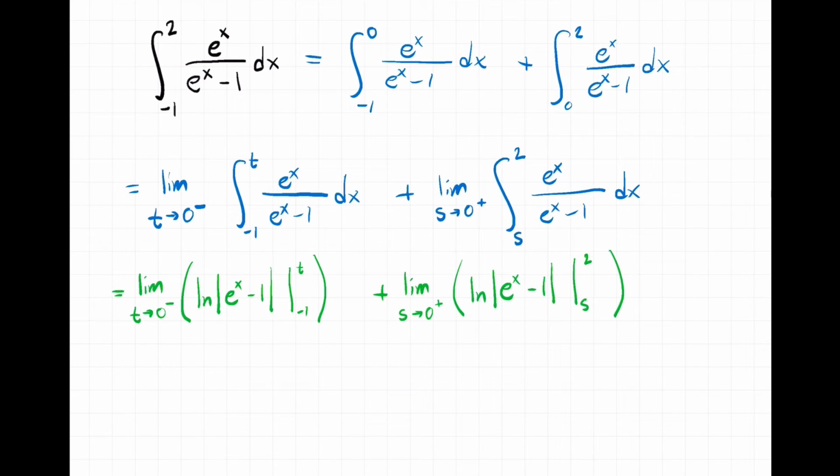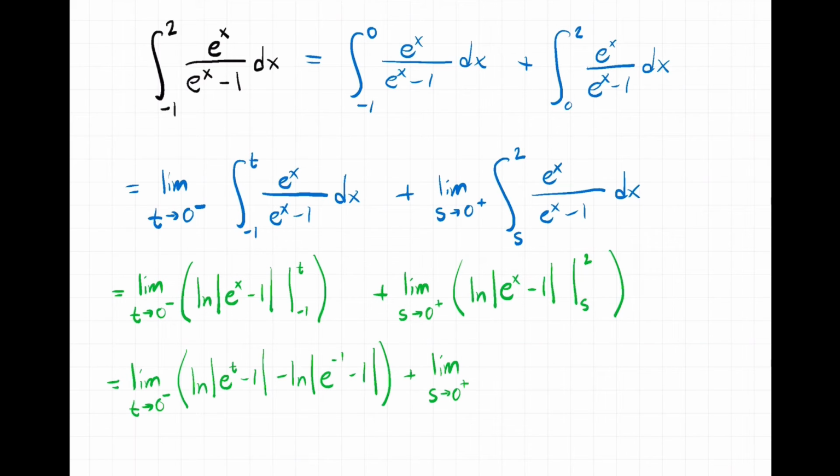And we'll just fill in our bounds. So this is the limit as t goes to 0 from below of the natural log of the absolute value of e to the t minus 1, just changing the variable there, minus the natural log of the absolute value of e to the -1 minus 1, that's that first part, plus the limit as s goes to 0 from above of the natural log of the absolute value of e to the 2 minus 1 minus the natural log of the absolute value of e to the s minus 1.